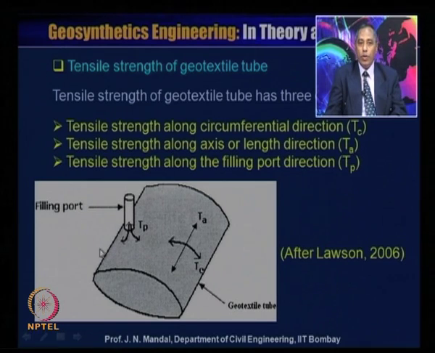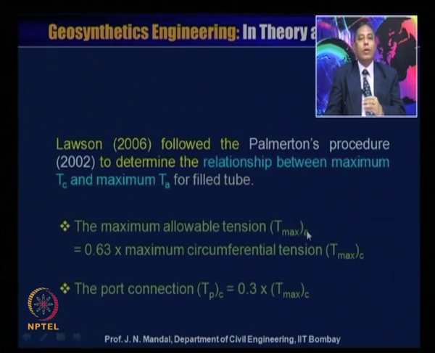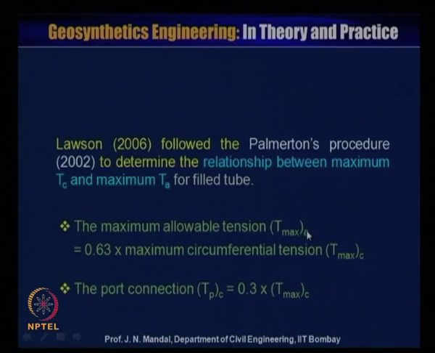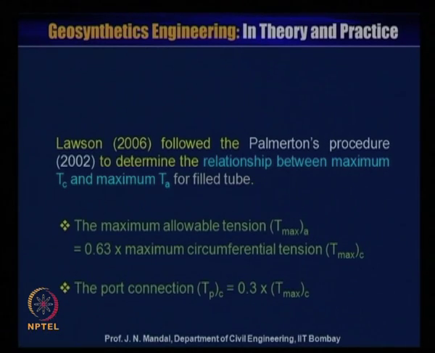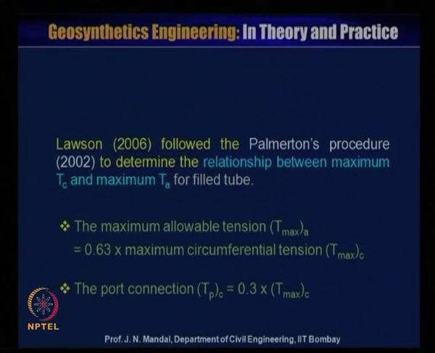So this is the filling port when the sludge or any waste material is inserted into the geotextile material. So you require some tensile strength along the filling port direction, that is TP. So this is given after Lawson 2006. So Lawson 2006 followed the Palmerston procedure, that is 2002, to determine the relationship between the maximum TC and maximum TA for fill tube.